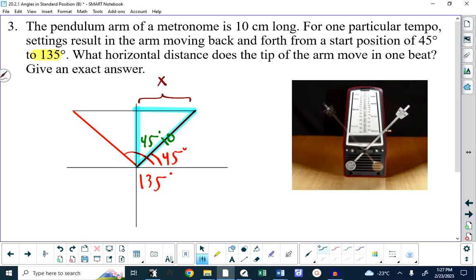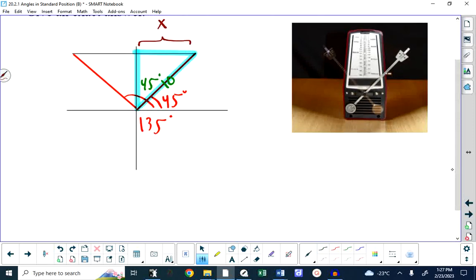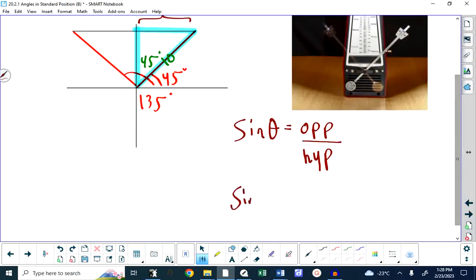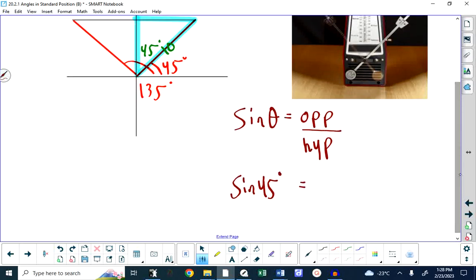Okay. So this is a problem that's using SOHCAHTOA. We look at that blue triangle and say the x is across from the 45 degrees. It's opposite to the 45. The 10 is the hypotenuse, so opposite and hypotenuse is related to sine. This is the trigonometric relationship we're going to use to solve this problem. So we put 45 degrees in for theta, sine of 45 degrees equals opposite, which is x, over the hypotenuse, which is 10.